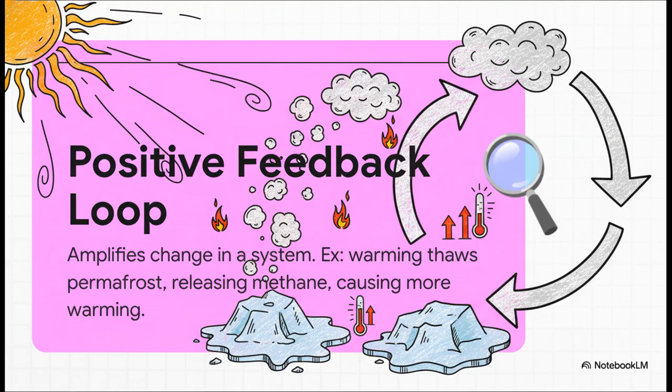It's a vicious cycle. For example, as the planet warms up, ancient permafrost starts to thaw, and that releases methane, a really potent greenhouse gas. That methane then causes more warming, which, you guessed it, thaws more permafrost. The system just keeps pushing itself further and further away from where it started.